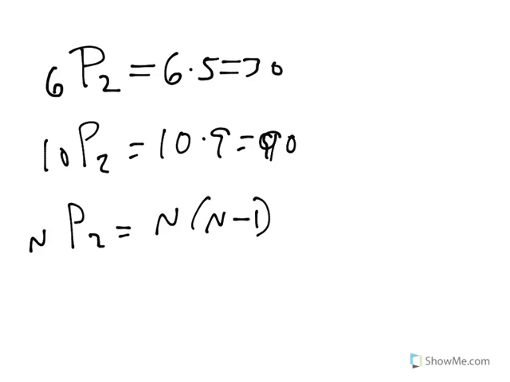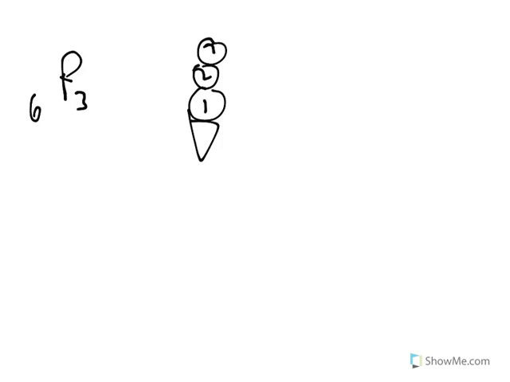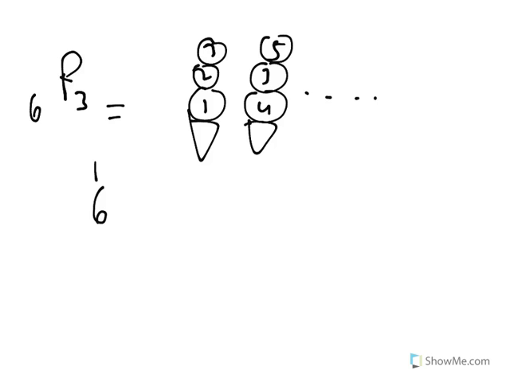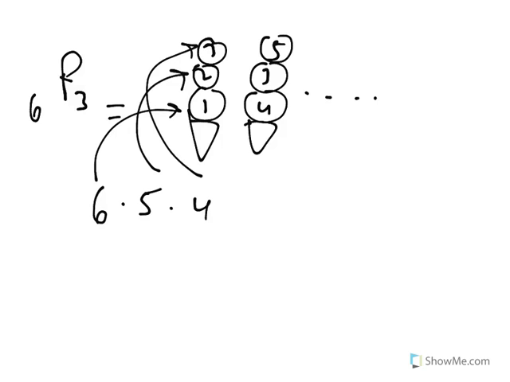If instead of a 2-scoop cone, I now want a 3-scoop cone, I have things like flavors 1, 2, and 3, or flavors 4, 3, 5, and it's going to be a whole bunch of them. To calculate it, I can do 6 flavors for the bottom. Now I'm not allowed to use the same flavor twice. That leaves 5 flavors for the middle one, and now I've used up 2 flavors, whatever they are. Now there's only 4 flavors left for the top one. 6 times 5 times 4 is 120.